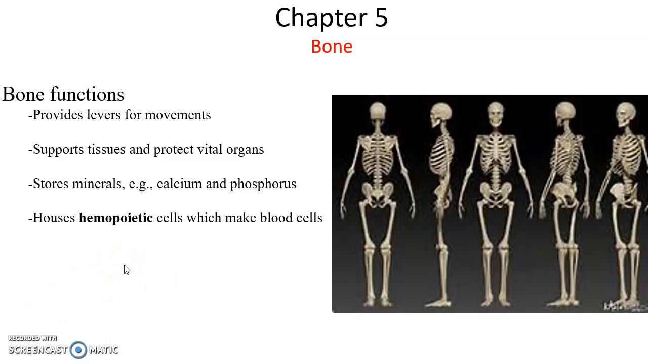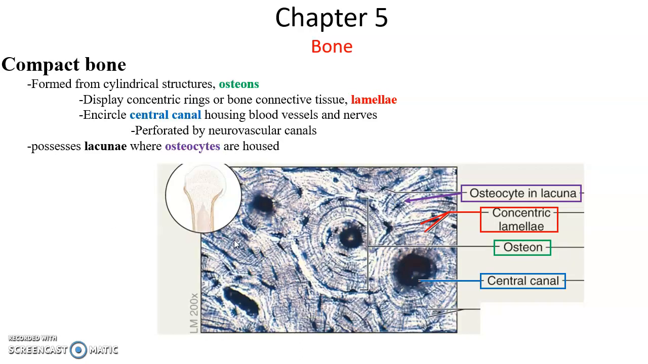The bone stores minerals, specifically calcium and phosphorus. It is calcium salts again that make the bones solid and hard. And also within bones are cells, hemopoietic cells, that make all of our blood cells. All of our blood cells are made in red bone marrow.